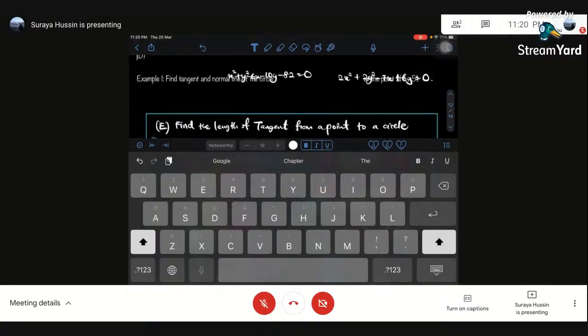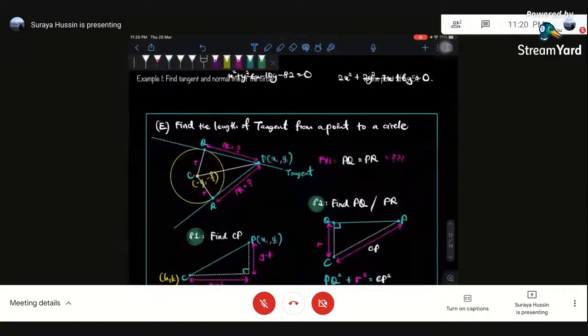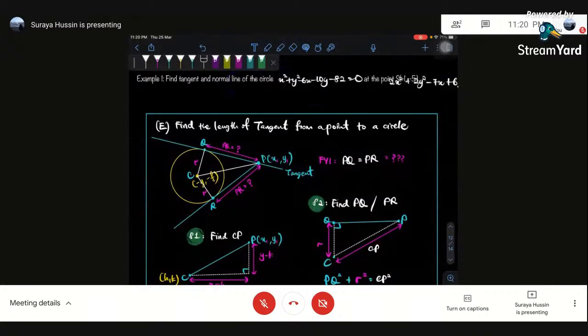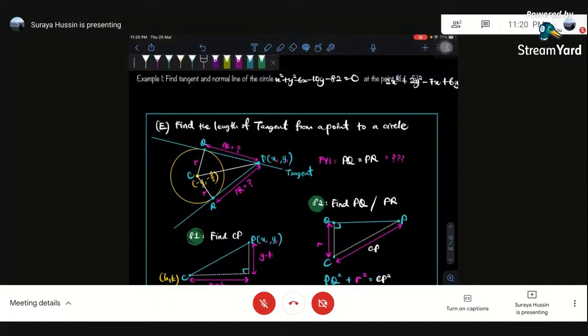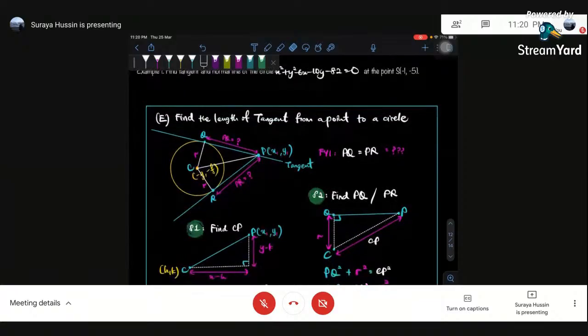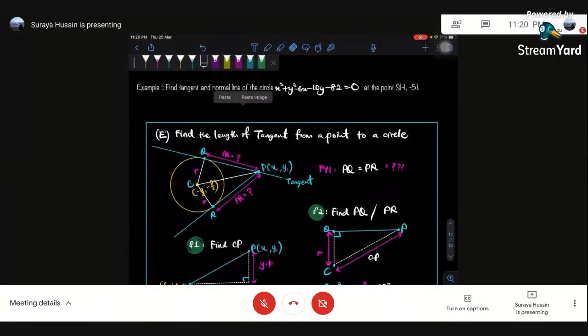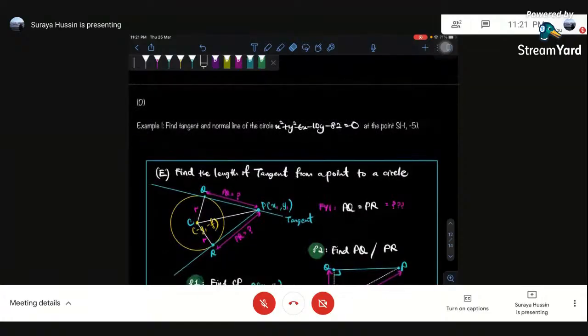I want to go to D. Okay, D, do not worry, all my children. I will use only one example. Do not be afraid, my dear students, my lovely students. I will only use one example for the last two important things. For D and E, I use only one formula. Okay? And then we stop. So now find the tangent and the normal line of the circle at the point negative 1 and 1.